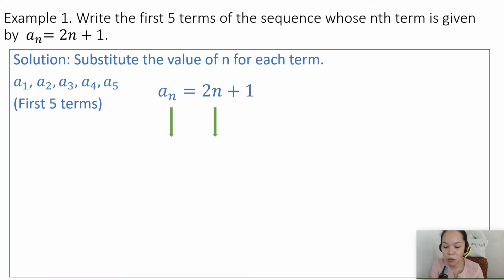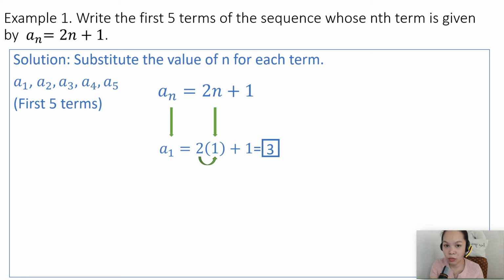So our first n would be 1, of course. So we have a1 is equal to 2 times 1 plus 1. Then simplify. In simplification, you are just going to follow MDAS. Multiply first 2 and 1, and then after that, you're going to add it to 1. Okay, so we have 2 times 1 is 2, plus 1, we have 3. Thus, 3 is our first answer, or that is our a1.